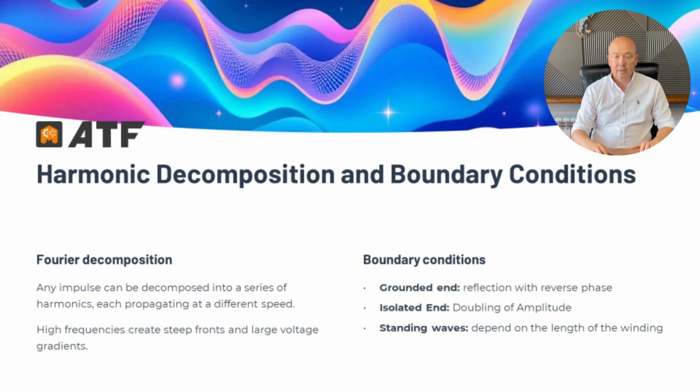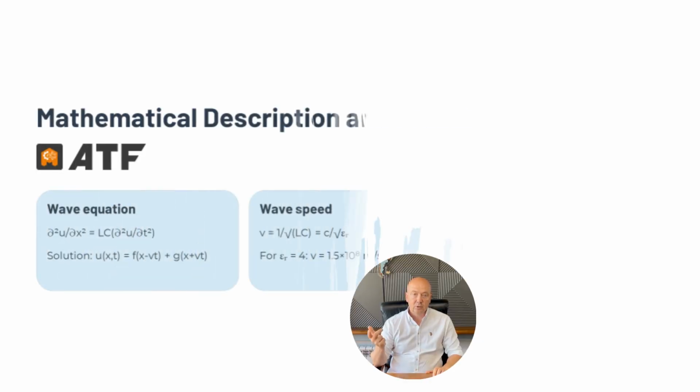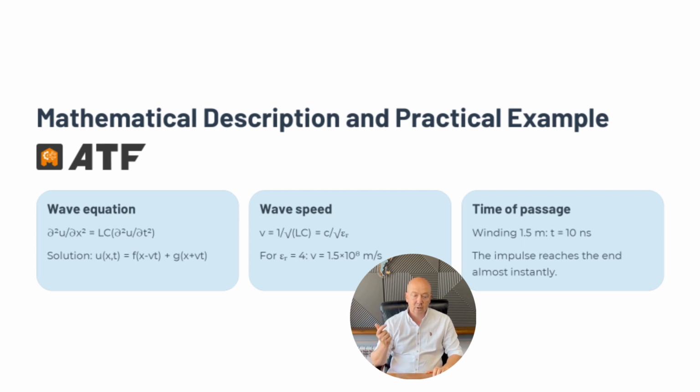The wave behavior depends on winding length, distribution of capacitance and inductance, and load resistance. The wave equation models the voltage wave. Its solution involves two arbitrary functions representing the incident and reflected waves. The superposition of these waves forms either standing or traveling waves.